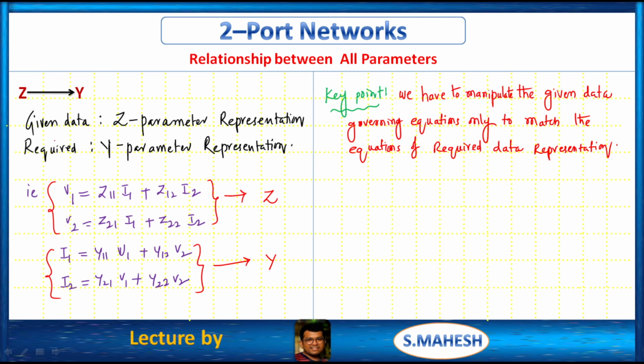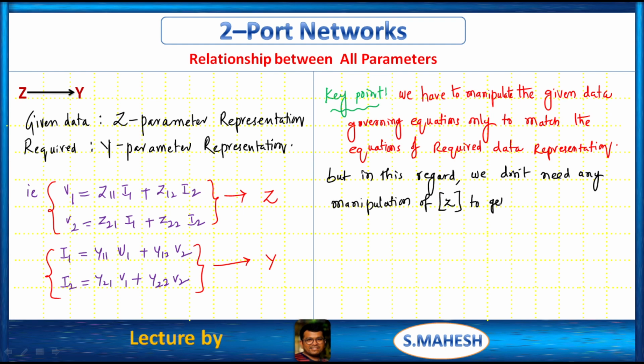But we all know that in this transformation from Z to Y, there is no need of manipulating, because we all know that Y is equal to the reciprocal of impedance. Like that, impedance is the reciprocal of admittance. In this regard, we don't need any manipulation of Z to get Y, right? Because Y is equal to the reciprocal of impedance. That's it.